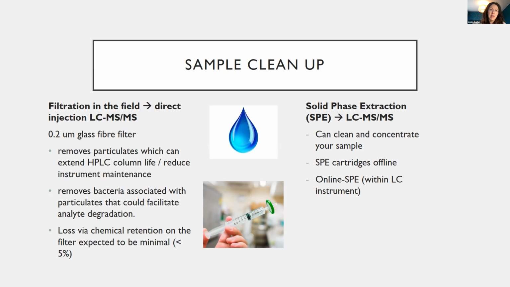And I'm going to talk about the analysis step later. You typically have to inject a larger volume into your mass spec for your analysis, but effectively your sample is ready to go. Whereas for SPE, solid phase extraction, you have to take your samples back to the lab where the SPE process cleans and concentrates your sample. So it's a more involved process, but it can take various forms. It can be done online in the mass spectrometer, as well as offline using cartridges.